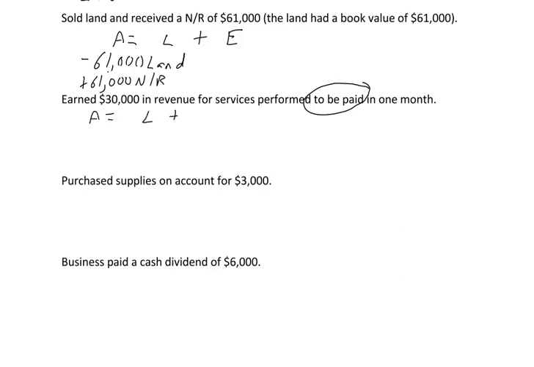So we have assets equals liabilities plus equity. Since we haven't been paid, we have a receivable. We just call this accounts receivable. So that's an asset. So we have an increase in our assets by the accounts receivable account.